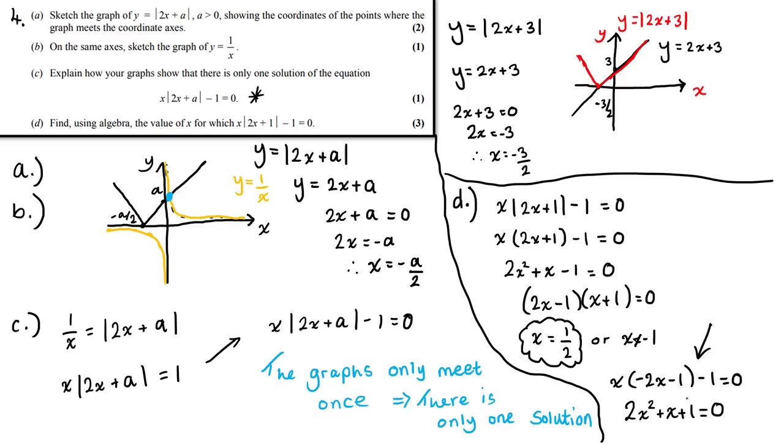Okay, so you get no real solutions. So your solution for part D should just be x equals a half there. Okay, so that gives us the solution there to question 4.